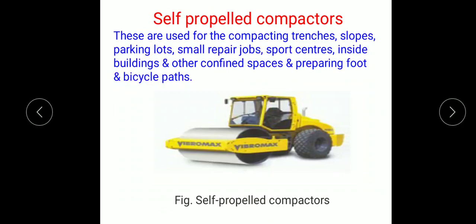The next type is the self-propelled compactors. So here we can see a roller is provided to one side, and after operating this roller the compaction can be carried out. Therefore it is called a self-propelled compactor, and these are used for compacting trenches, slopes, parking lots, small repair jobs, sports centers, inside buildings and other confined spaces, and preparing foot and bicycle paths.